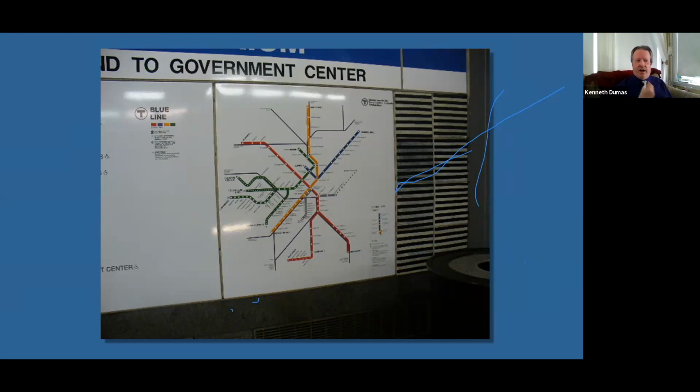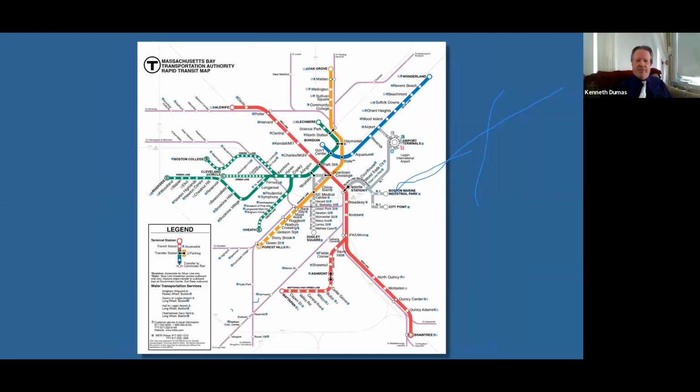There was a lot of animated discussion back and forth, and then it was decided that this would become the official MBTA rapid transit map, soon to appear in a station near you. But if you haven't noticed something already, this map doesn't have something. And what it lacks is a shoreline.